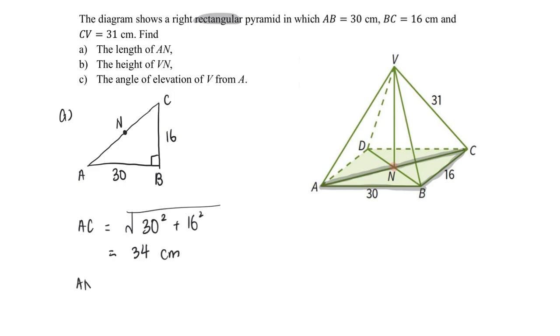So my AN is simply 34 divided by 2, or as some of you might have used, half of 34, or 34 divided by 2, 17 cm. Okay, part A done. Part B, find the height of VN.